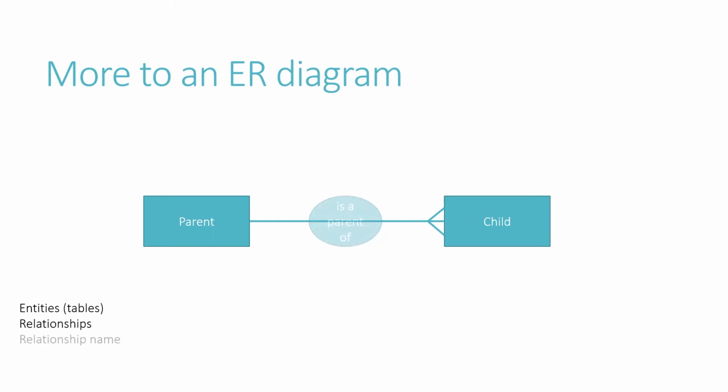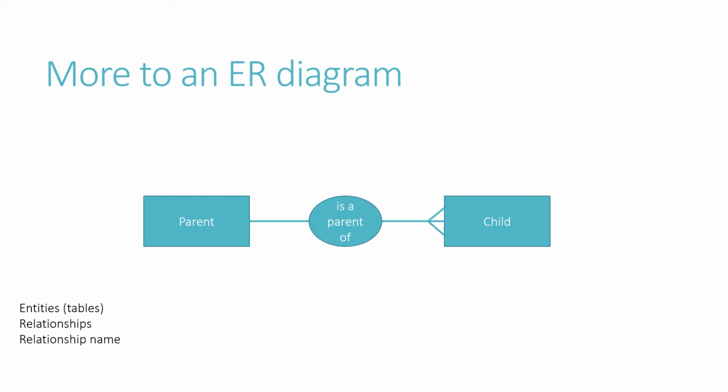First of all, this is called the name of the relationship, or the relationship name. This is where you just put a small description of what the relationship is between the two entities. In this case, a parent is a parent of a child. Normally, the description would go from the one entity to the many entity, so in this case, one parent to many children. One parent is a parent of many children. That's going from the one to the many.